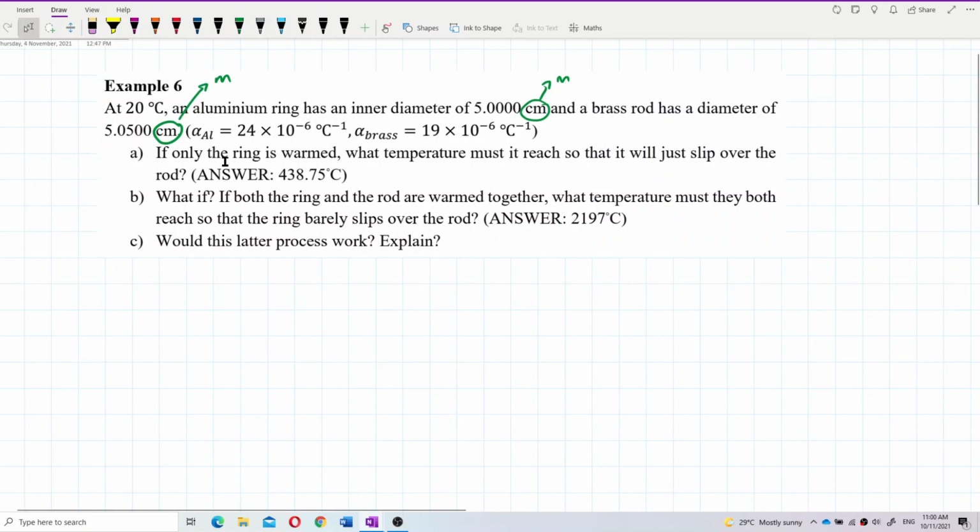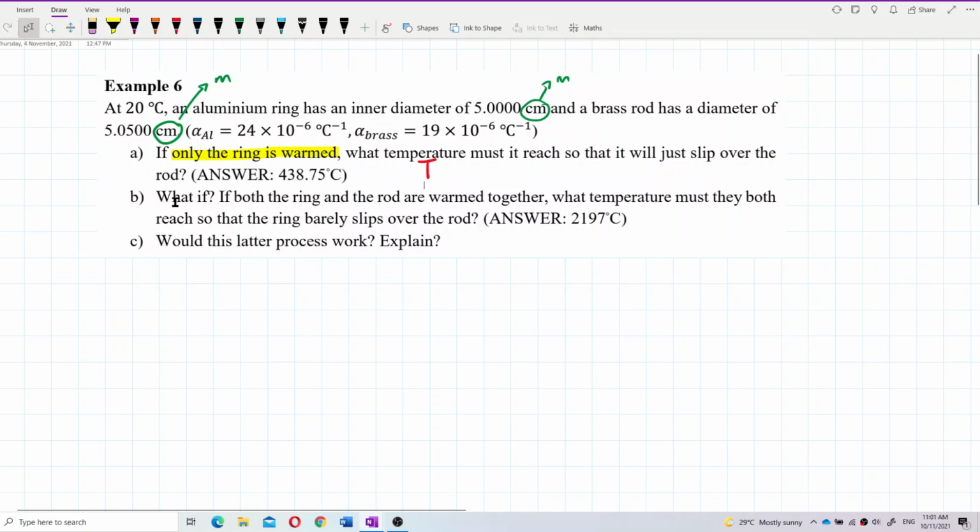Okay. If the ring is warmed, what temperature must it reach so that it will just slip over the rod? Only the first situation is only the ring is warmed. What temperature? So we want to find temperature, where it reaches so that it can just slip over the rod.